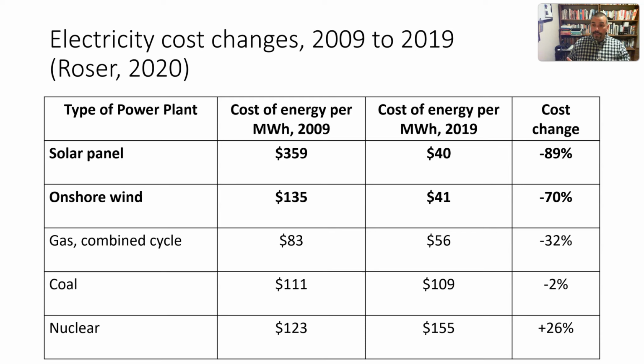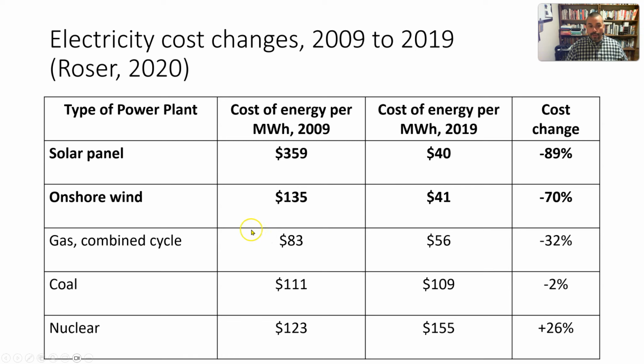This is where I want to turn our attention to considering what's happening with learning curves in different kinds of energy technologies. This information is brought to us by Hannah Ritchie, the data scientist whose work I've mentioned in previous videos, and she was charting the cost declines or increases of certain kinds of energy between 2009 and 2019. So what was happening over this decade?